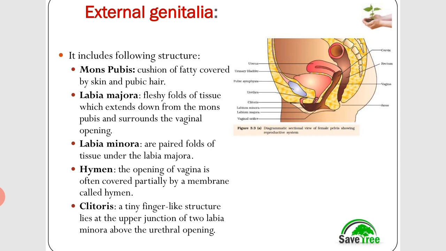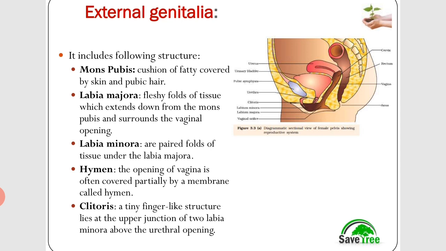Then next comes labia majora. Labia majora is nothing but a fleshy fold of tissue which is going to extend down from the mons pubis and surrounds the vaginal opening. Okay, then next comes the labia minora. Labia minora is nothing but the paired folds of tissue under the labia majora. Then coming to next one is hymen. So the opening of the vagina is often covered partially by a membrane called as hymen.